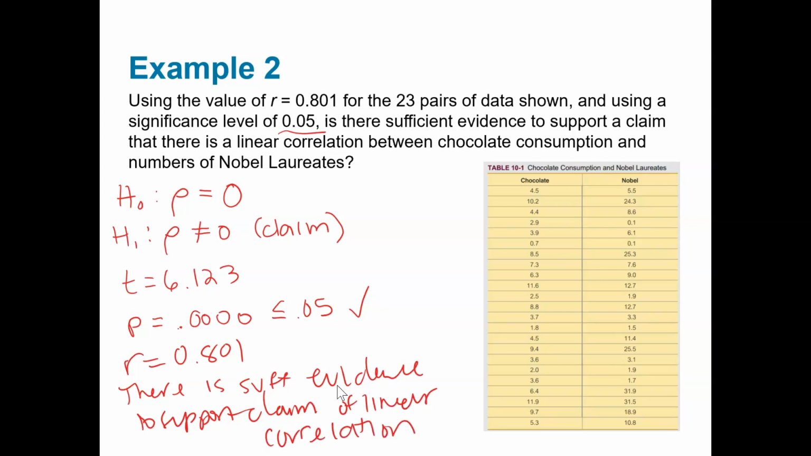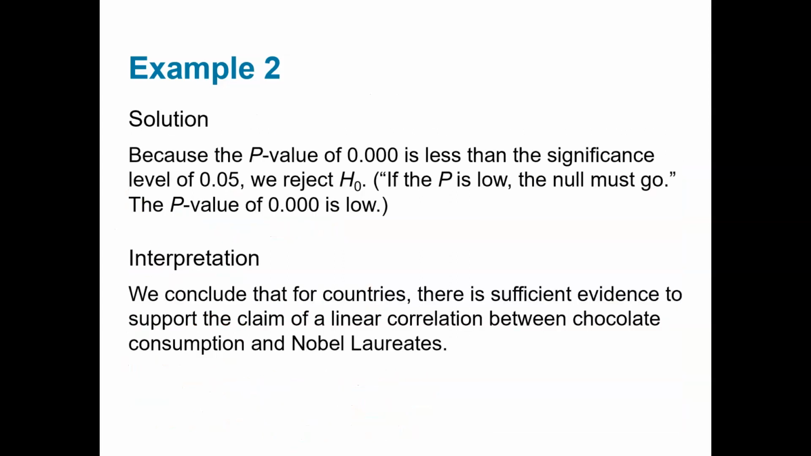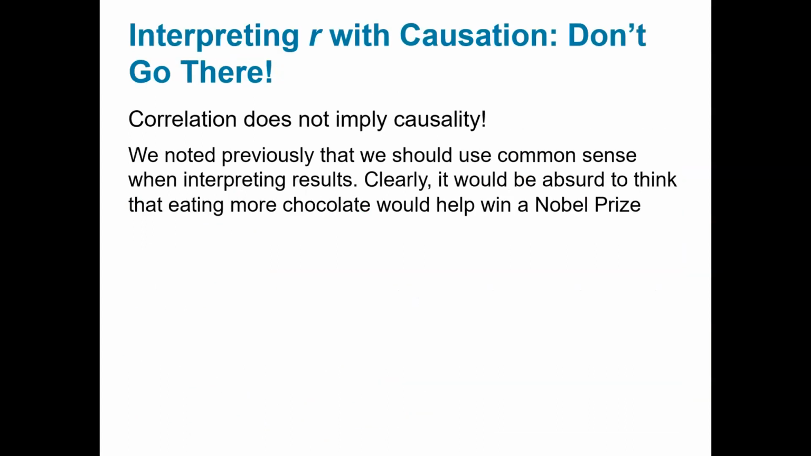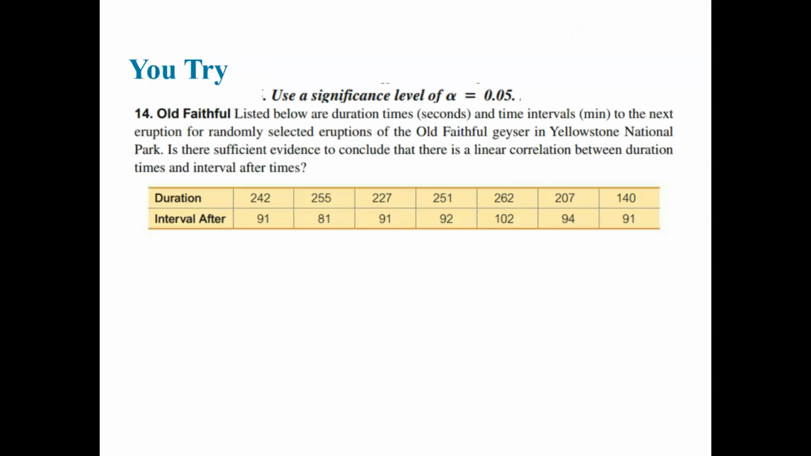Now, just be careful here. Just because they're correlated linearly, that the consumption of chocolate and the number of Nobel laureates is correlated linearly, doesn't actually mean that consuming chocolate leads to more Nobel laureates. So just be mindful of that. Again, here's the solution written out and the interpretation. And a reminder, of course, that it would be kind of absurd to think that eating more chocolate would help win a Nobel Prize. Go ahead and give this one a try.